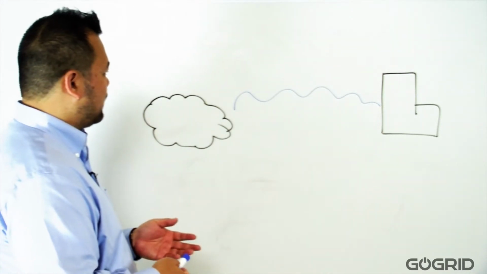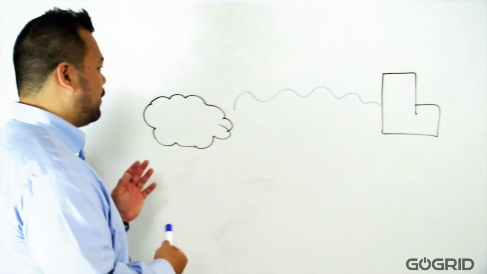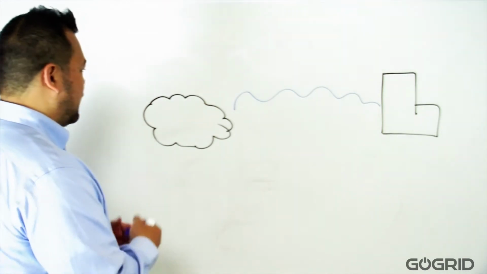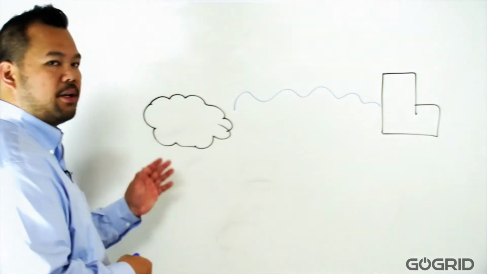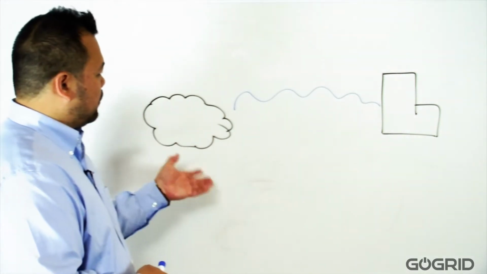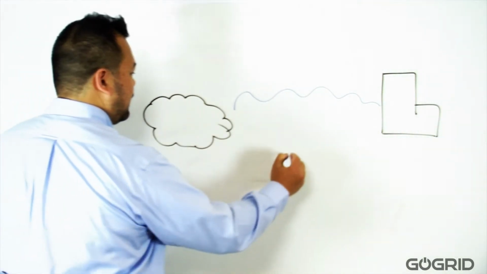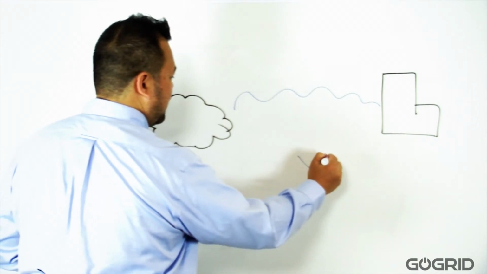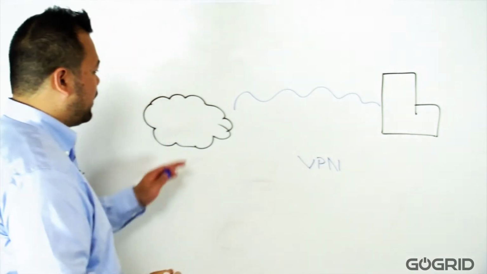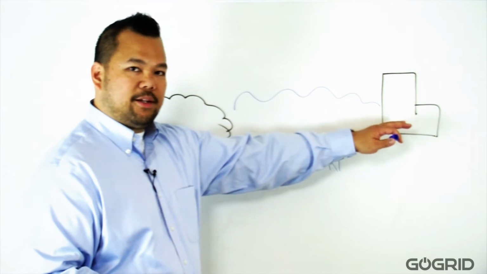What's great about this is that it's really easy to use. Anyone can really do it. The problem is that it's not secure, and it's going over the public internet. If you still want to use the public internet, another option is to create a VPN tunnel by having endpoints on both the cloud and wherever you're located.